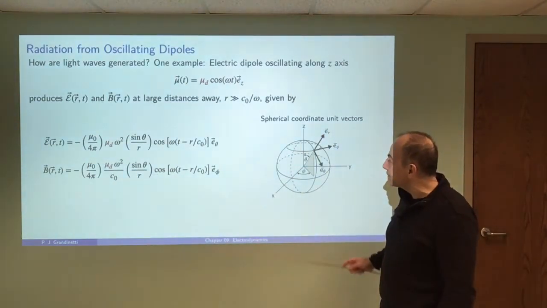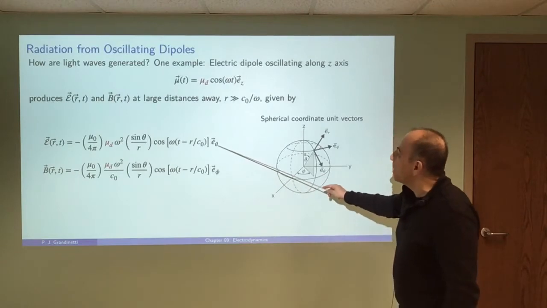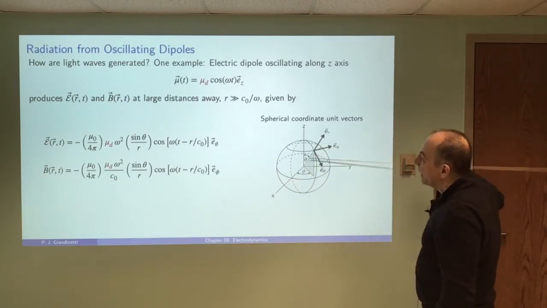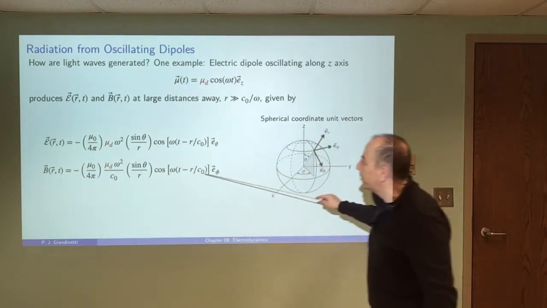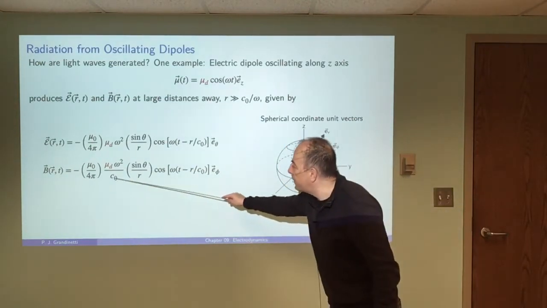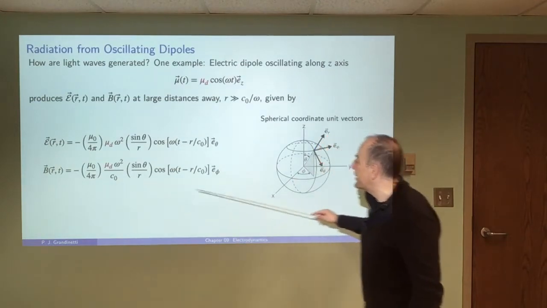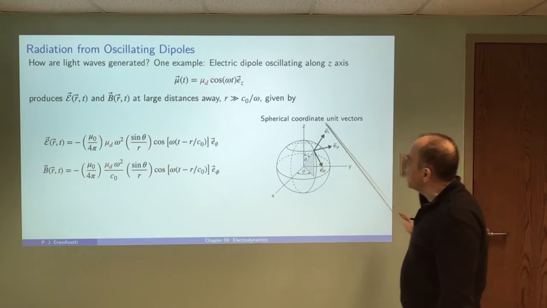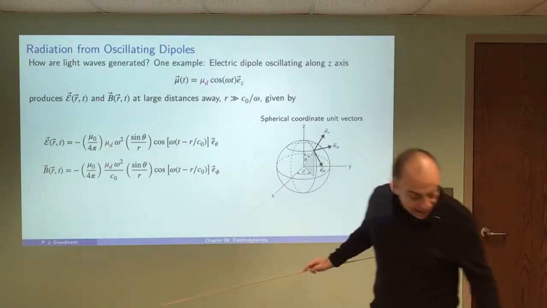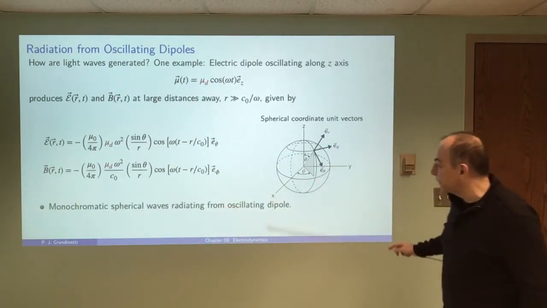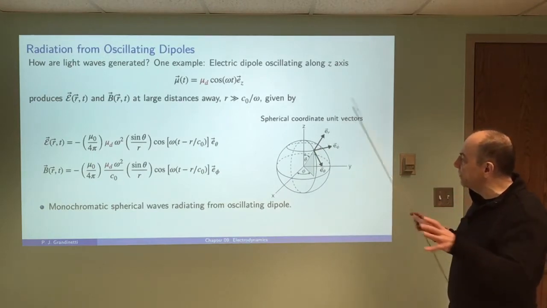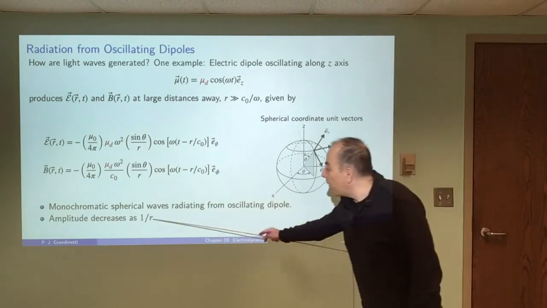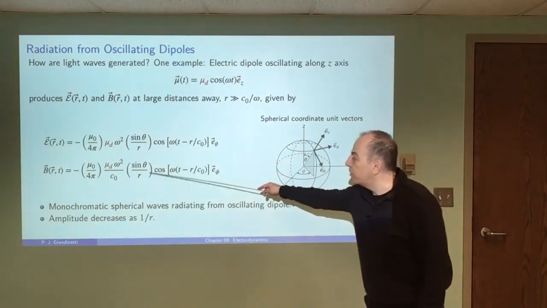So the electric field is oscillating along the unit vector along theta, and the magnetic field, which has a very similar expression here, except it's divided by the speed of light, is oscillating perpendicular to that along the unit vector along phi. And this is what we get. Now, you'll notice that these are what we call spherical waves that are radiating out from the origin for this dipole, and that they fall off in amplitude as 1 over r.